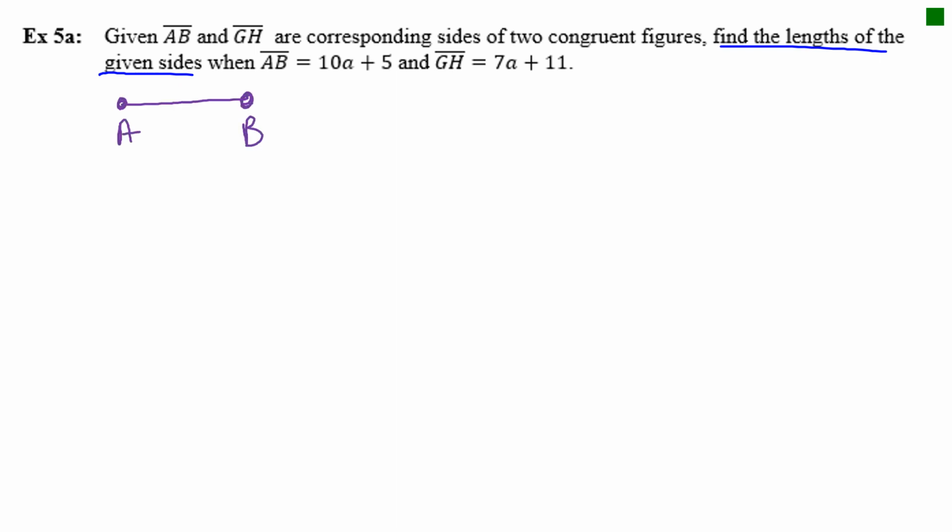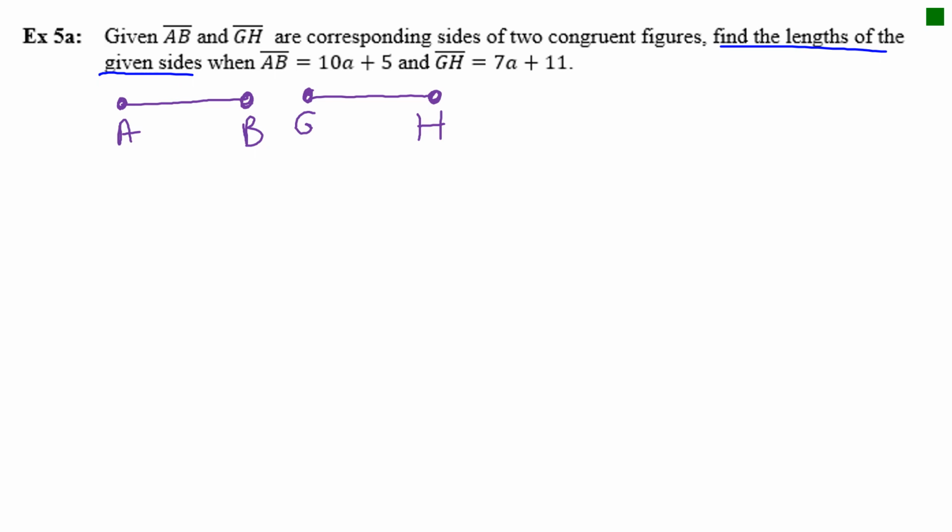Here's line segment AB. Here's line segment GH. We're not told what shape they come from, but we're told that they're corresponding sides of two congruent figures. So we know that there's two shapes, no matter what they are, and that they're the same shape and the same size.